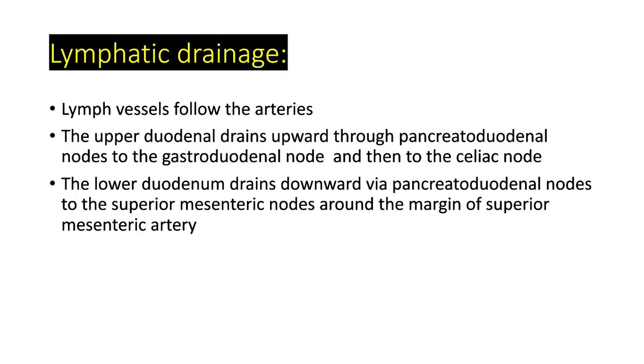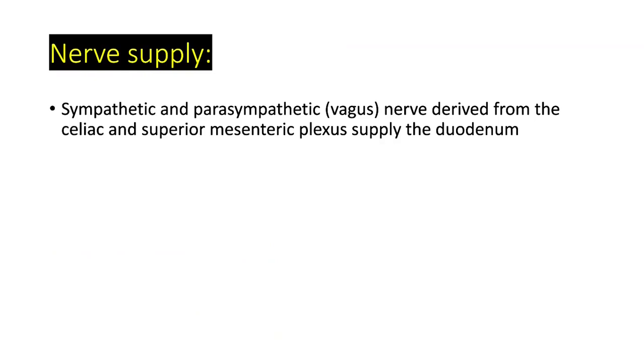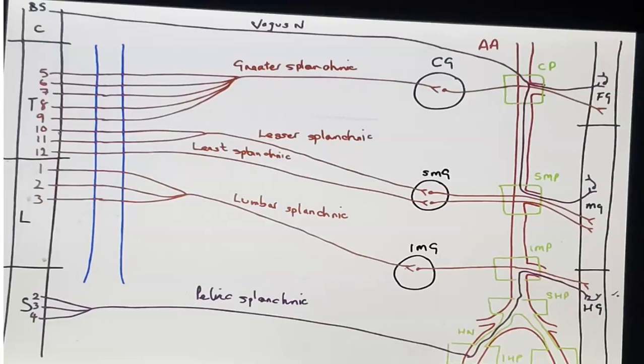The upper duodenum drains up through the pancreaticoduodenal nodes to the gastroduodenal node, then to the celiac nodes. The lower duodenum drains downward through the pancreaticoduodenal nodes to the superior mesenteric nodes around the margin of the superior mesenteric artery. The nerve supply, sympathetic and parasympathetic, is derived from the celiac and superior mesenteric plexus to the duodenum. As you can see here, I will discuss it later.